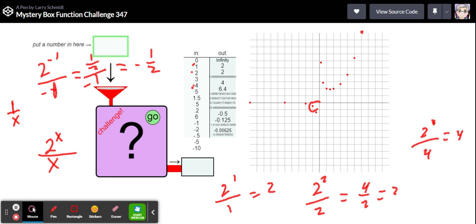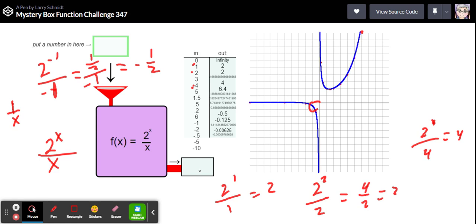So let's take a look. Yeah, 2 to the x over x. Interesting. And let's graph that as well. So you get one side that looks a lot like any old rational function, and another side that doesn't look like a rational function at all. From about 1.5 on over, it looks a lot like an exponential.